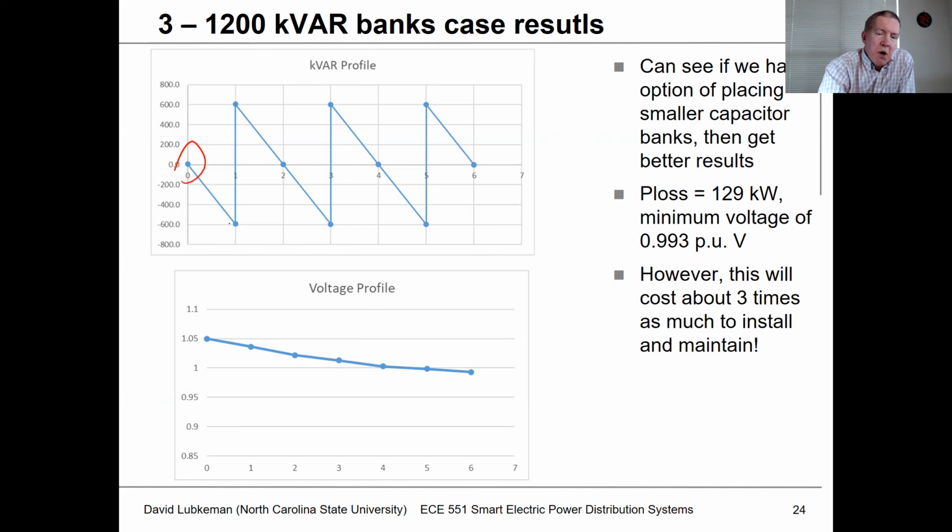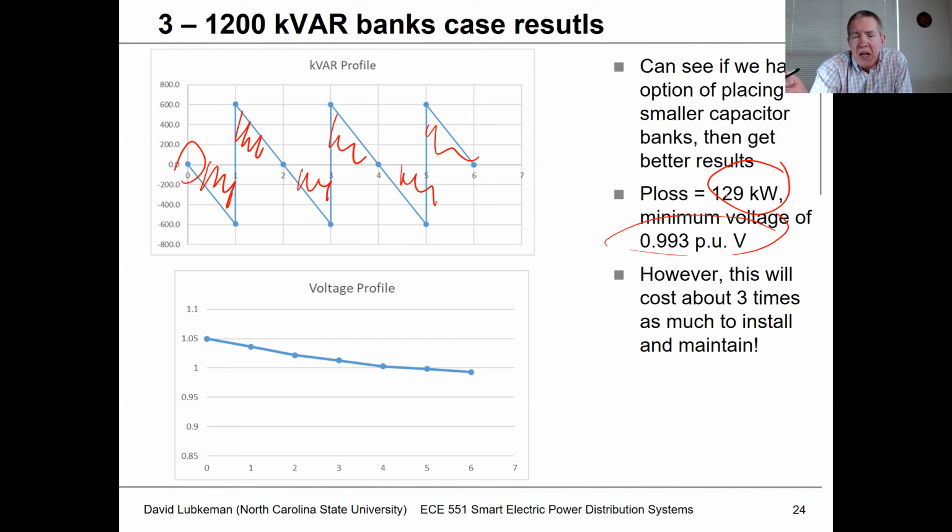And then what we see is this gives us a very symmetrical type of VAR profile, where what we're doing in this case is minimizing the losses. So the loss is the lowest we've seen yet, 129 kilowatts. The voltage at the end of the feeder is the best we've seen yet, which is 0.933. However, this is 3 times as expensive as putting a single capacitor out there.